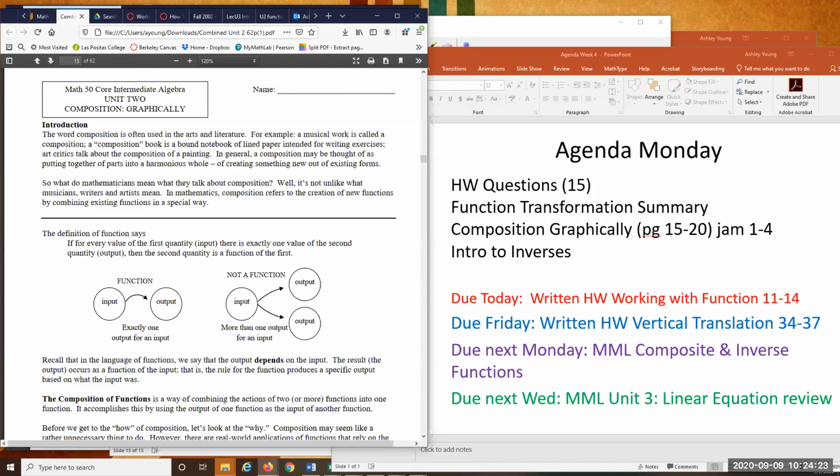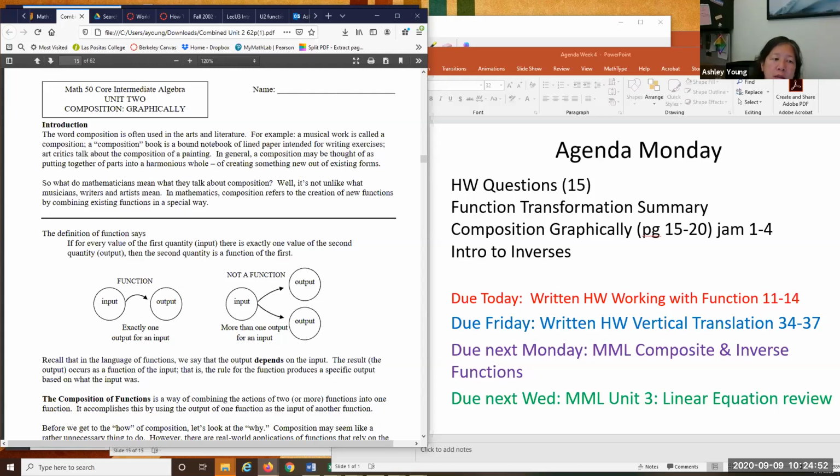The word composition is often used in the arts and literature. For example, a musical work is called a composition. A composition book is a bound notebook of blank paper intended for writing exercises. Art critics talk about the composition of a painting. In general, a composition may be thought of as putting together parts into a harmonious whole, of creating something new out of existing forms.